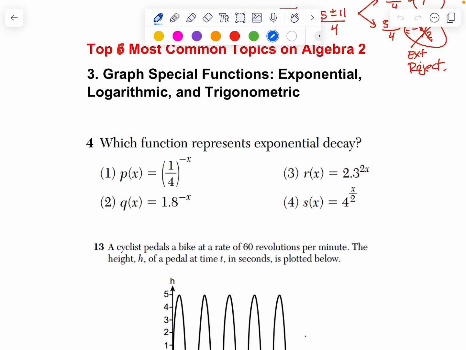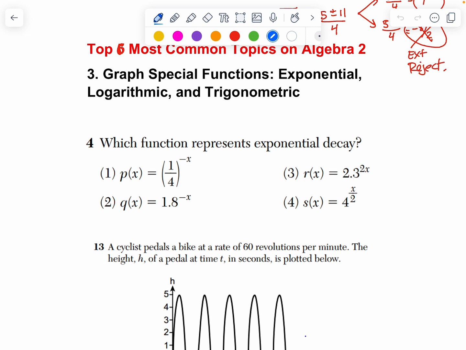The third most common topic on the Algebra 2 regions, in my opinion, are graphs of special functions. When I say special functions, I mean exponential functions, log functions, trig functions, and sometimes even really big polynomial functions, where the degree is much higher than 2. All of these graphs have special features, so we're going to talk about them individually and remind you of some things you should pay attention to.